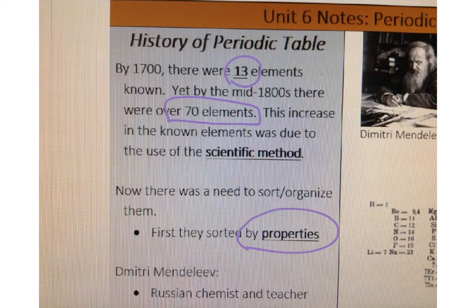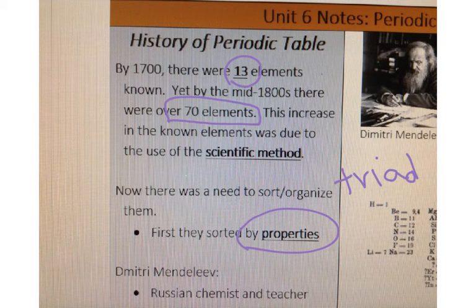What they came up with were these things called triads. Triads were groups of 3 elements, so they would group up elements that had similar properties. An example would be chlorine, bromine, and iodine. Even though they looked very different, they had very similar chemical properties. For example, they all reacted with metals, so they would be grouped in this triad, which is 3 elements. Well, with over 70 elements, a triad still becomes very confusing because you're talking over 20 different triads.